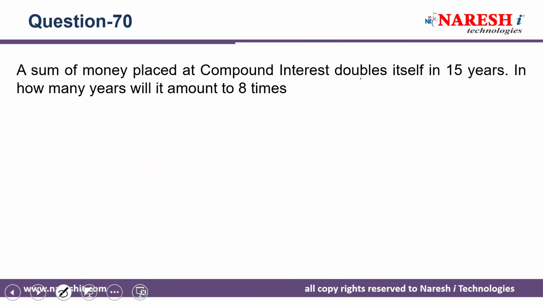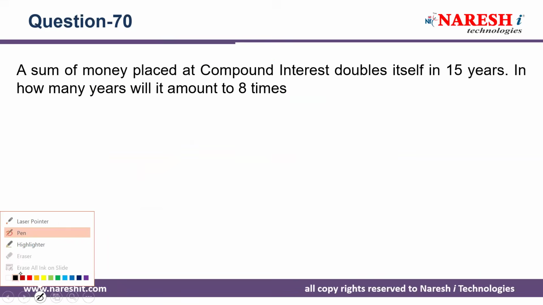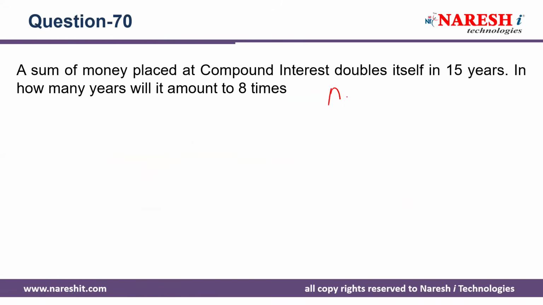Moving forward to the next one. A sum of money placed at compound interest doubles itself in 15 years. Now this is in compound interest. So basically what is the compound interest formula? Compound interest is nothing but A equals P into 1 plus R by 100 to the power of time. So to find the amount received in compound interest, principal into 1 plus R by 100 to the power of time. So they're telling that a sum of money placed at compound interest doubles itself in 15 years. In how many years does it become 8 times?